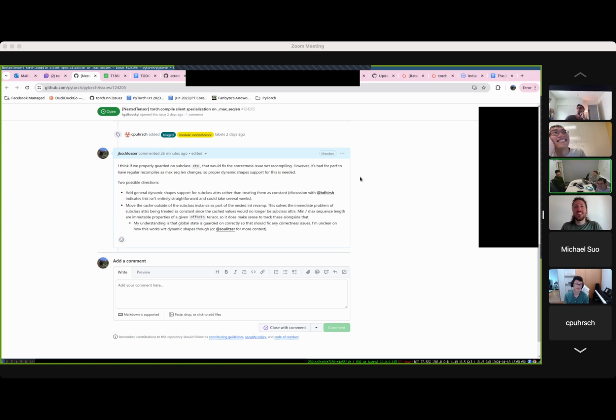I think morally I hate this. It won't scale if we have a lot of them. It will work for one. Yeah, I mean we're kind of stuck between two solutions right now, besides this one, that are not fast. So general dynamic shape support for subclass attributes, or making this a more global thing as we move the cache out for the nested int revamp. And that takes time too. So I'm definitely willing to try this little size hackery.